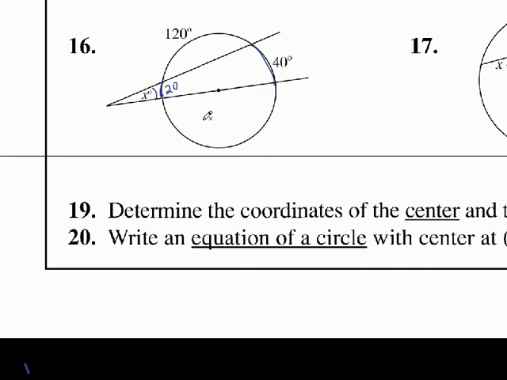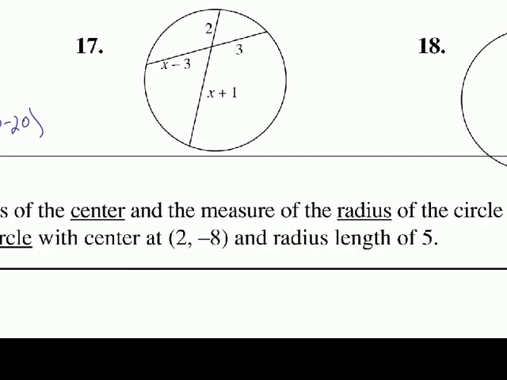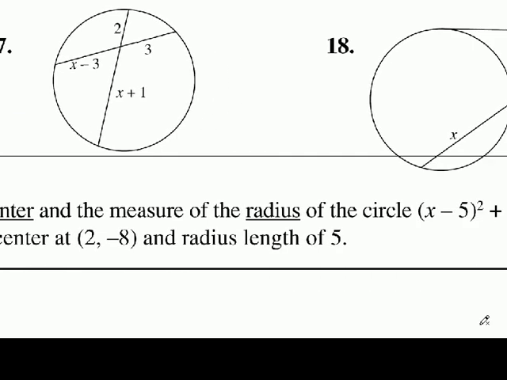So how do I find the angle? Just know the formula. x is half the difference of the two arcs. I know you can do this in your head, but I'm going to write it out anyway. 40 minus 20 is 20. Half of that is 10. So x is 10 degrees. Easy, huh? I mean, the math is easy. Again, you just have to know how to set it up. That's where it gets a little tough.